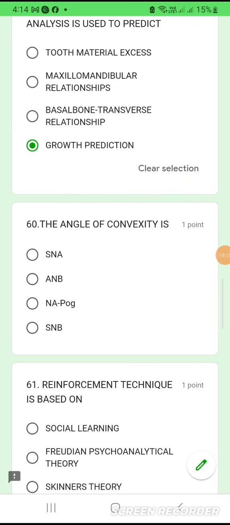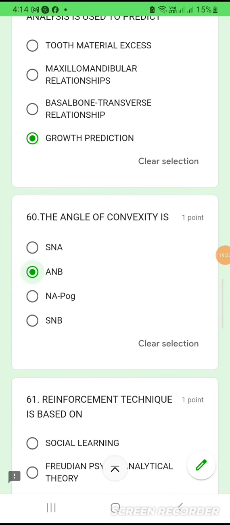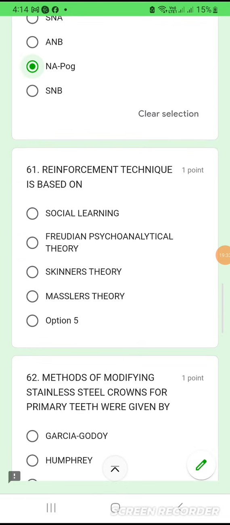The angle of convexity is mainly which angle? Between point A and point B. So it is option... the angle of convexity is between Nasion and Pagonian. So option C is the right answer. Nasion and Pagonian. Angle of convexity is between Nasion and Pagonian.